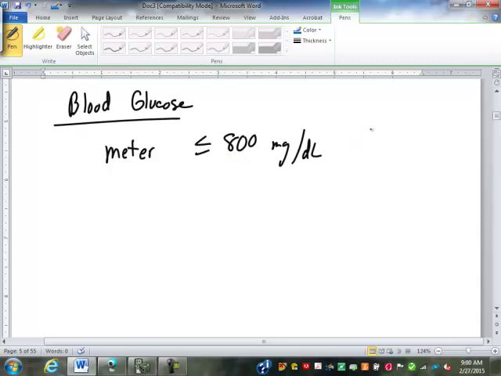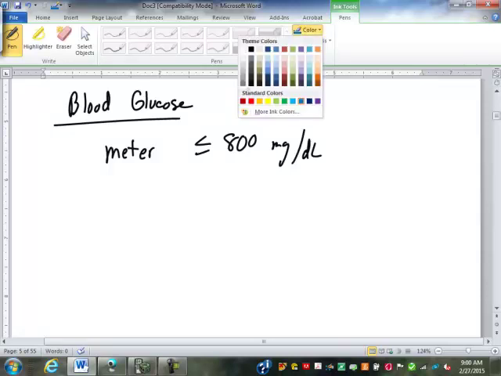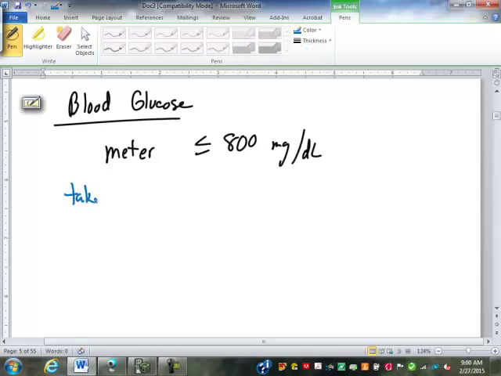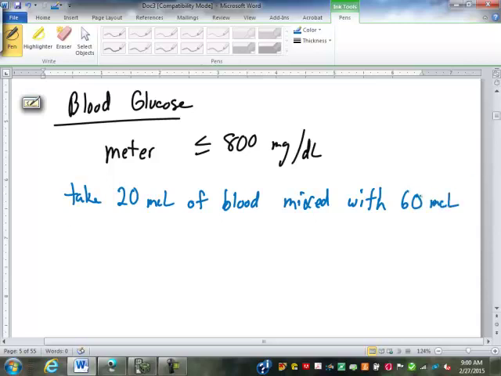But it does happen. So anyway, let's say that you do that. You do run a blood test, and it gives you that message that it's out of range of the meter. So what are your options? Well, in this case, we are going to take 20 microliters of blood, mixed with 60 microliters of some sort of a neutral diluent. We're just going to put down NS, or neutral solution again.